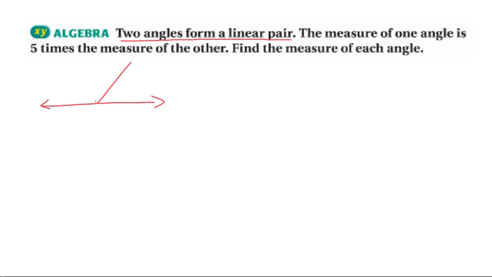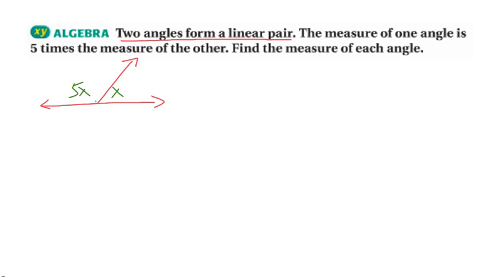The measure of one angle is 5 times the measure of the other. So we have one that's bigger than the other one, and it's 5 times the size of the other one. Well, we don't know what this other one is, so let's label that as an X. So if this one is an X, and this larger one is 5 times that, then that needs to be labeled as a 5X. So we need to find the measure of each angle. Well, it doesn't tell us any other numbers other than we know that they form a linear pair.